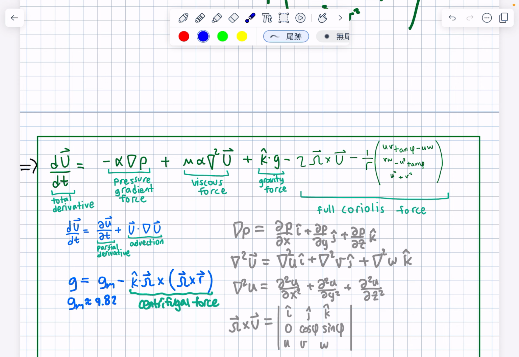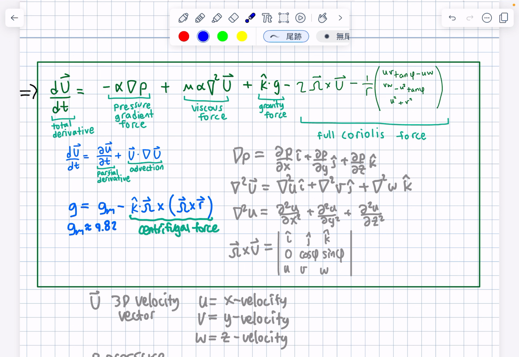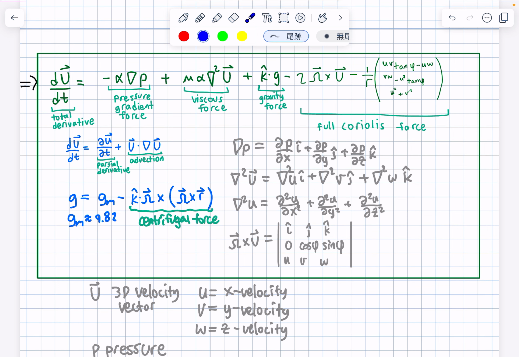So yeah. And in case you've forgotten, I've written down what the operators are. We have the gradient, which is this. We have the Laplacian of a vector, which is this. And the Laplacian vector applies into multiple Laplacians, and each of those Laplacians is, for example, like this. And then we have the curl. So that takes care of everything.